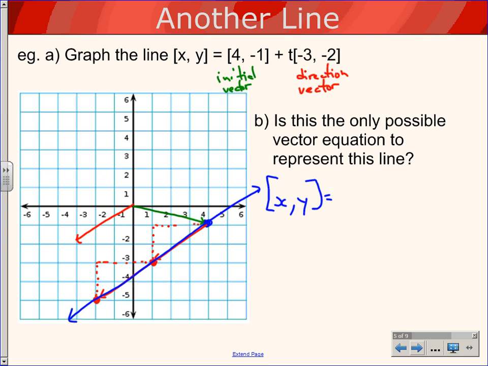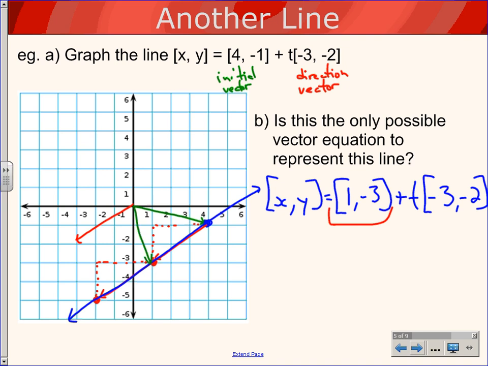Well, we could just change the initial vector. Right? I don't have to make it 4, negative 1. I could make it the point 1 minus 3. Still put a t in there for our parameter, minus 3, minus 2. So I've changed that initial vector. It doesn't matter, right? All I needed to do was use that initial vector to get onto the line in the first place. So if I used that, I still end up on the line. I still use my direction vector to find more. I could change that to lots of other things too, right? What's the other one there? Minus 2, minus 5. There's an infinite number of points on the line, so I just need to find one.